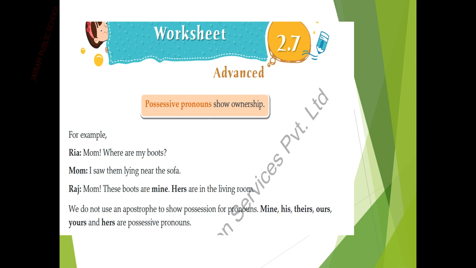Possessive pronouns show ownership. For example, Ria: Mom, where are my boots? Mom: I saw them lying near the sofa. Raj: Mom, these boots are mine. Hers are in the living room. Here, we do not use an apostrophe to show possession for pronouns. Mine, his, theirs, ours, yours and hers are possessive pronouns.